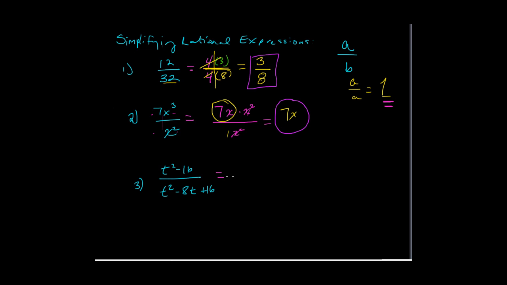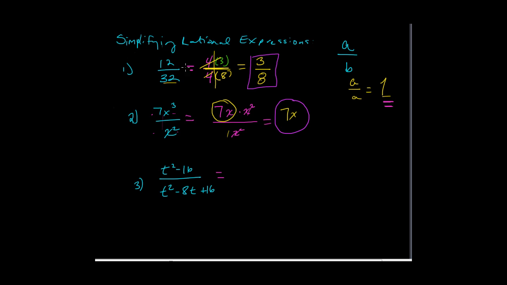Let me ask the question, will our strategy for simplifying this rational expression be any different from simplifying this rational expression or that rational expression? And if you think that the answer is no, our strategy will not be any different, then you're absolutely correct. We will not do anything different. The only thing different is the kind of factoring we have to do.